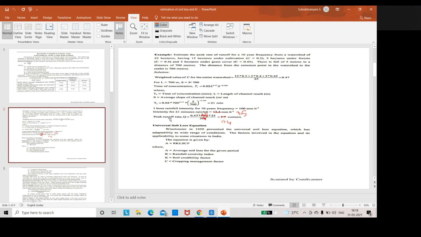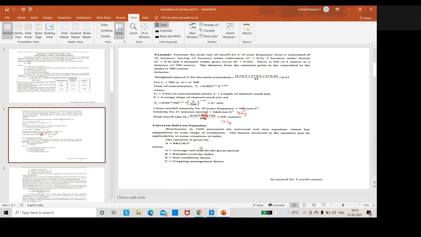Then we have calculated the I value, that is the rainfall intensity value, and the C weighted average is 0.47, and A is the total catchment area, which is 25. That is CIA by 36. Then we get the peak runoff rate, that is 11.4 cumecs. This is the explanation. Then we will see how to calculate the universal soil loss equation.